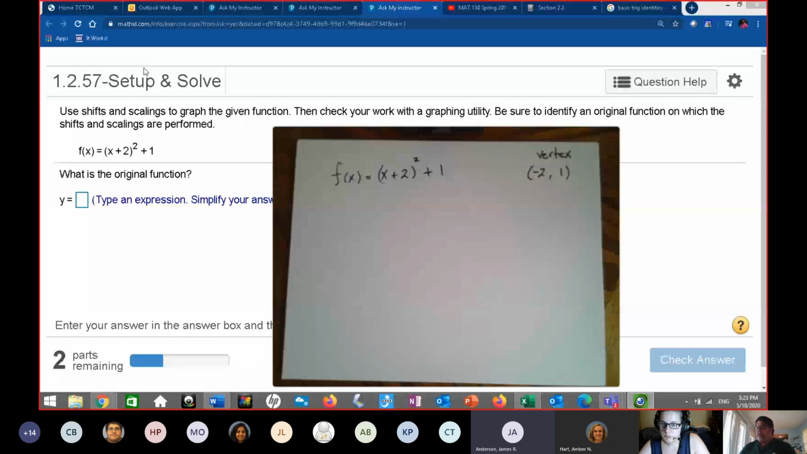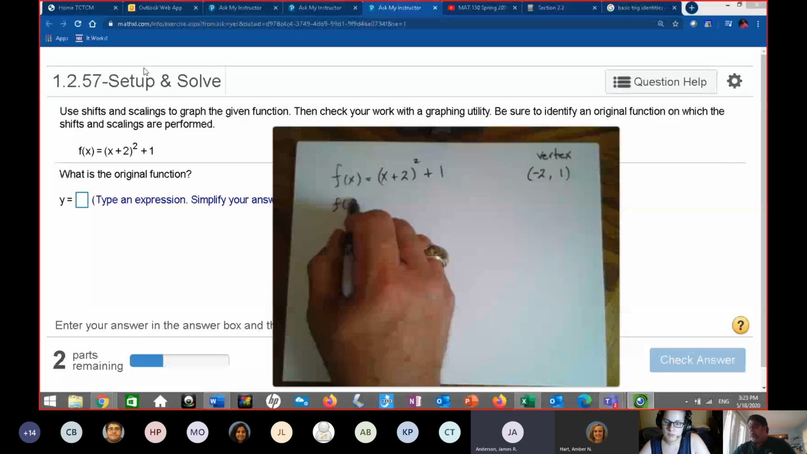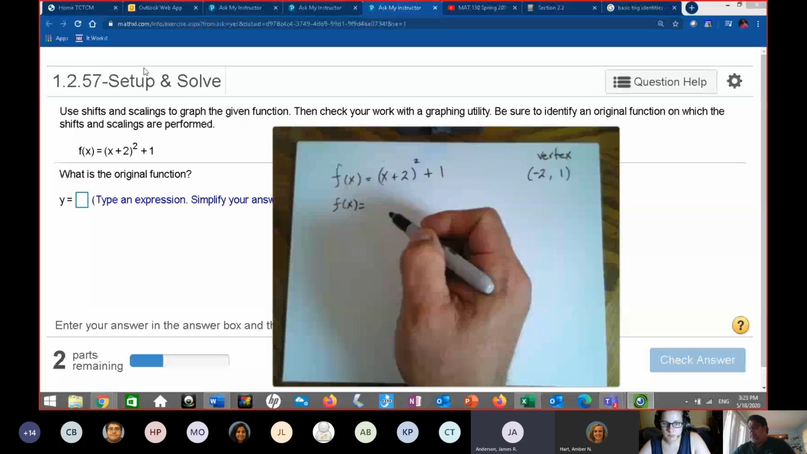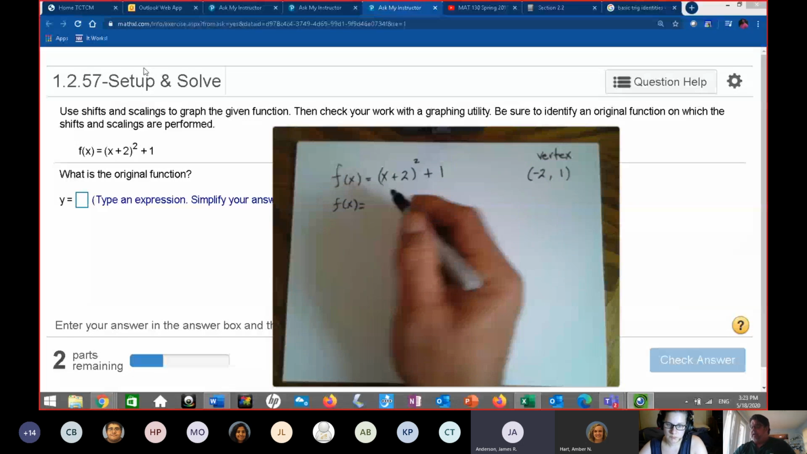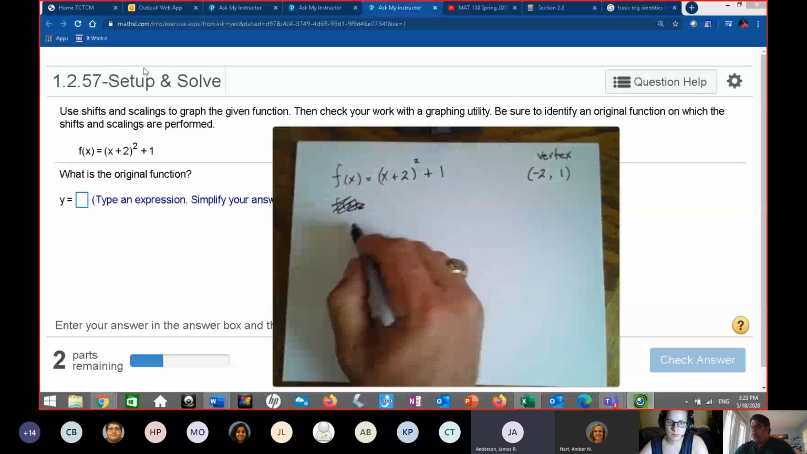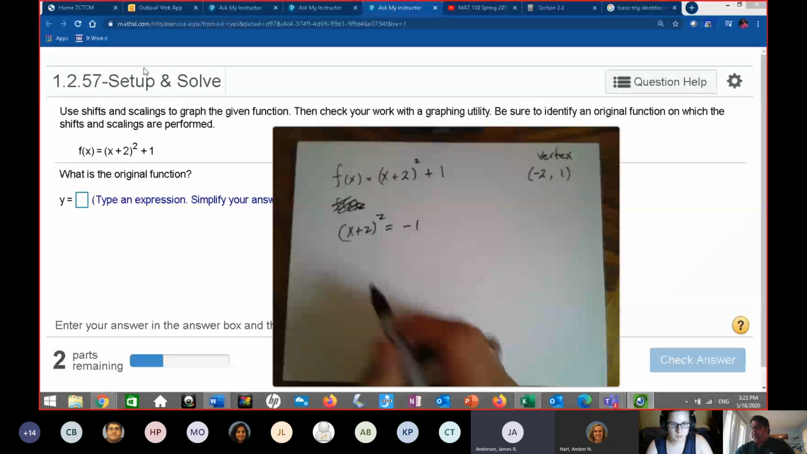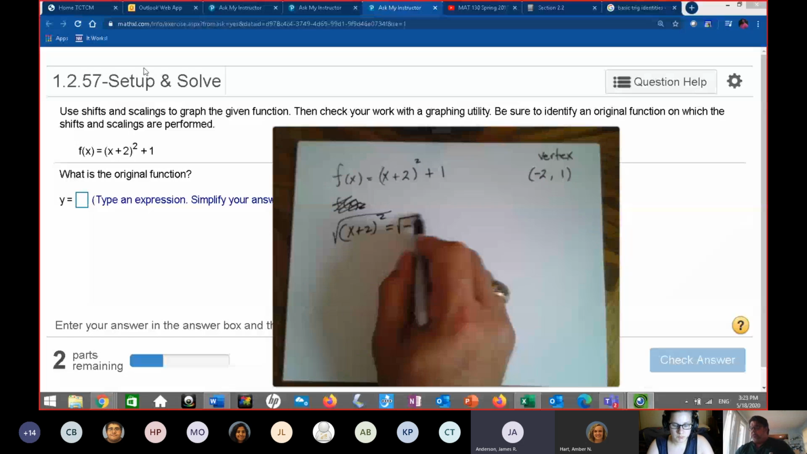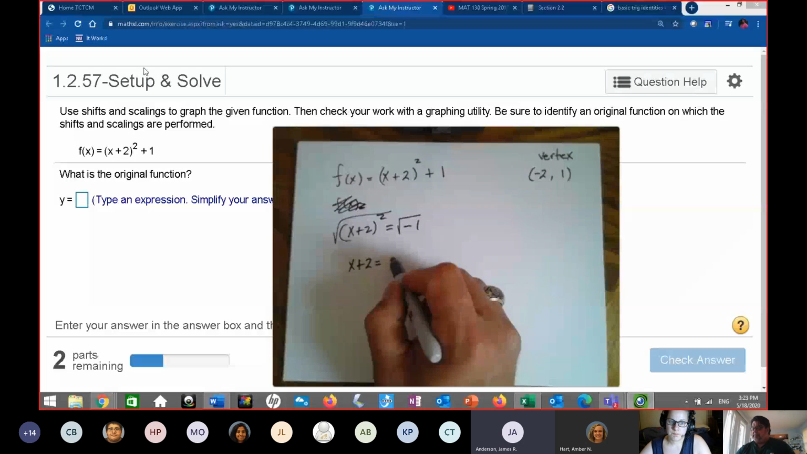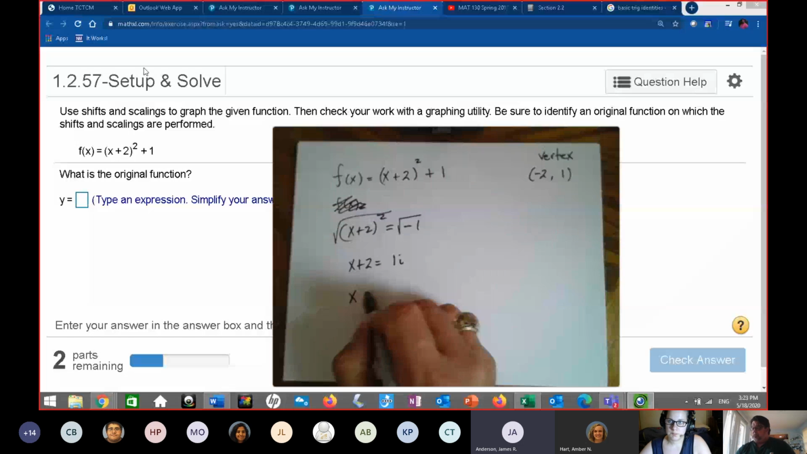Now I want you to find the y-intercept. You can actually find the x-intercepts first. So let me do x plus 2 quantity squared is equal to -1. The square root of both sides says x plus 2 is equal to plus or minus i, and x is equal to -2 plus or minus i. So you know there's no x-intercepts.